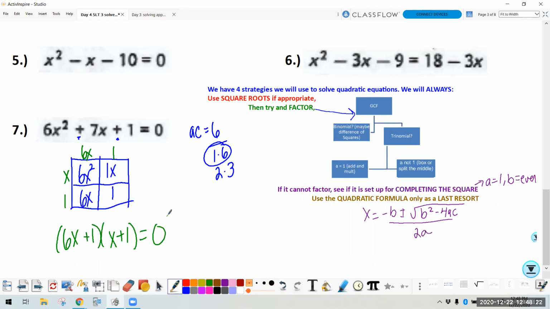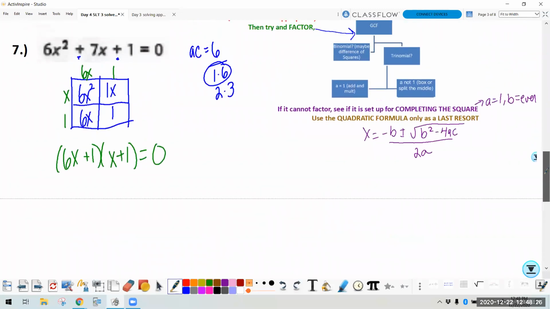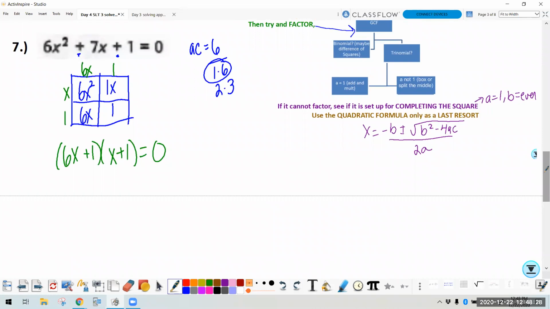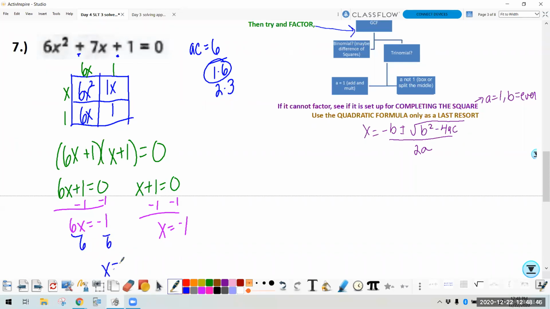Equals 0. We're not done. Some of you on the quiz factored and then stopped. You got to solve. This is solving, not just factoring. So we've got 6x plus 1 equals 0, x plus 1 equals 0. Isolate each x. And there's our 2 roots, -1/6 and -1.